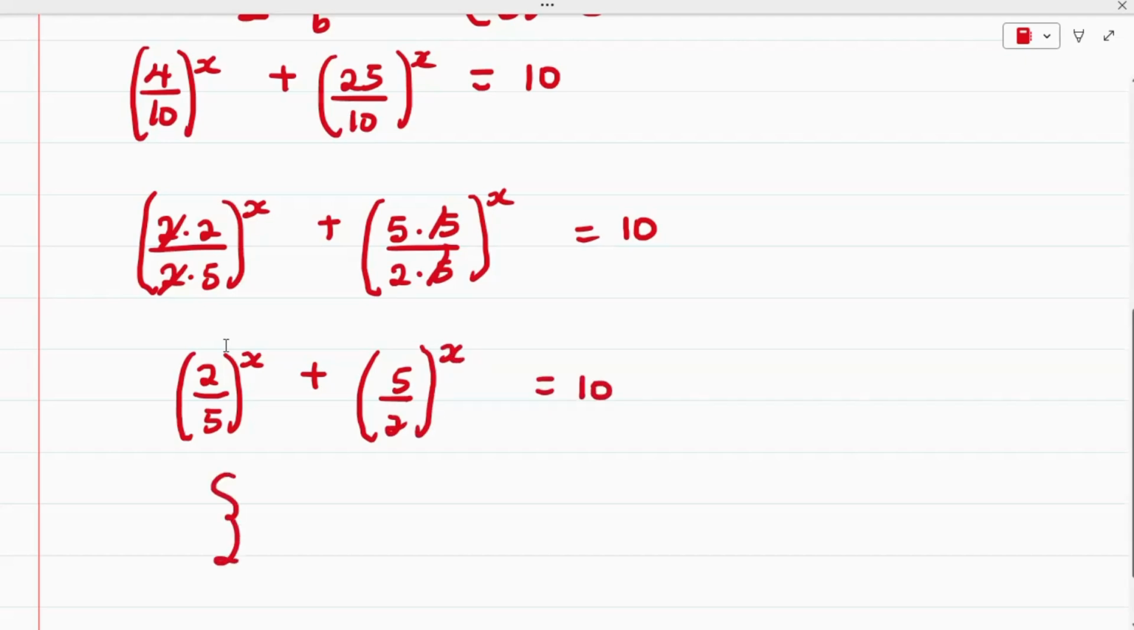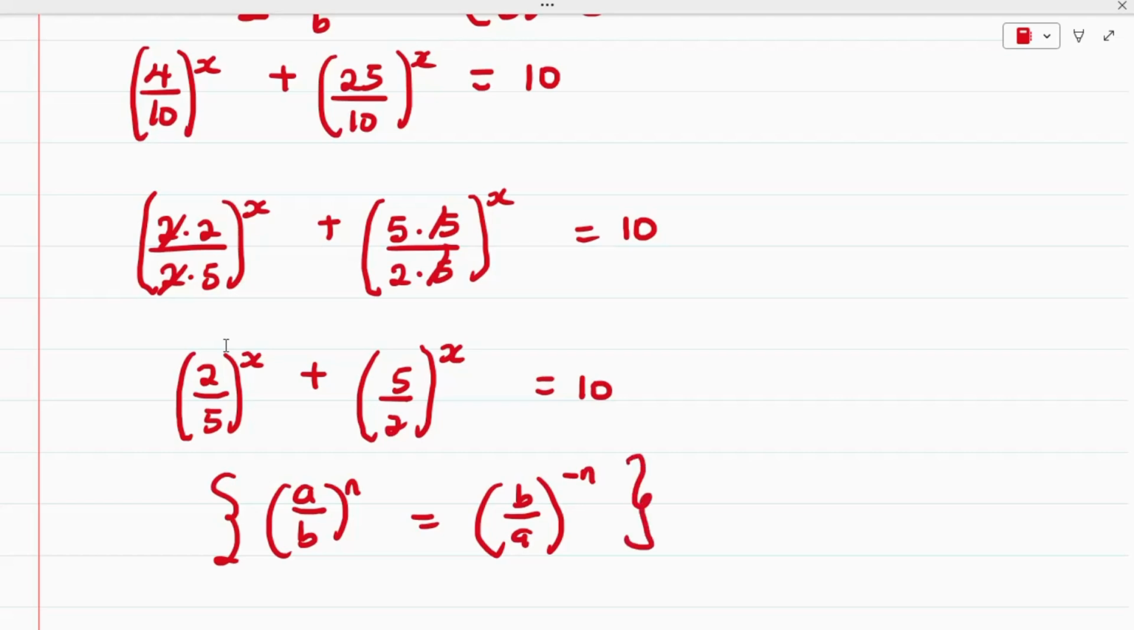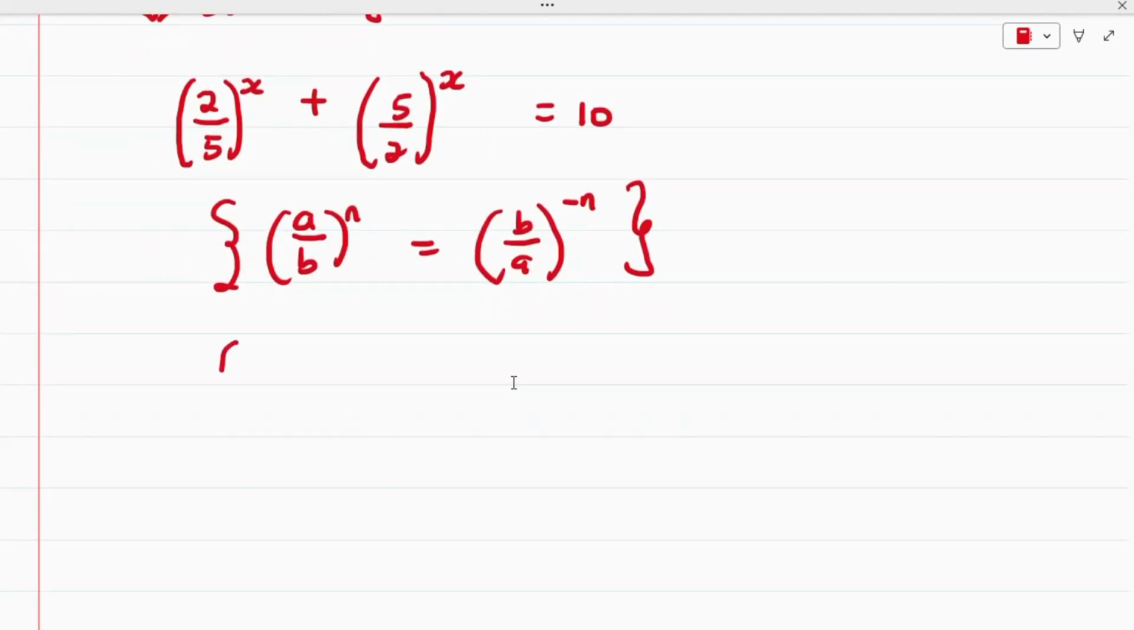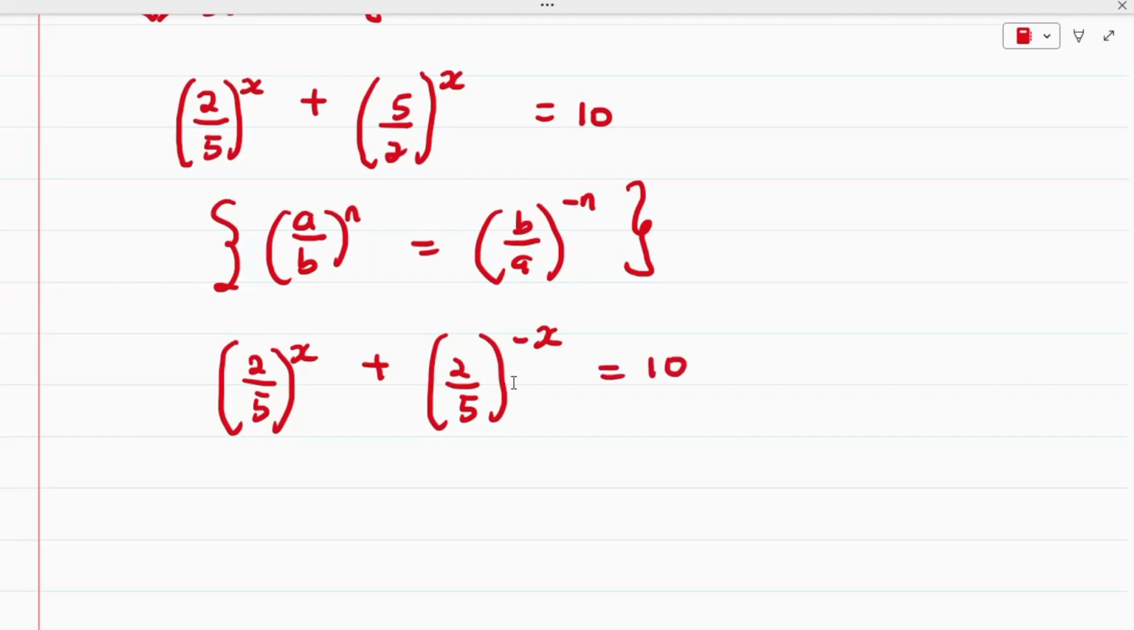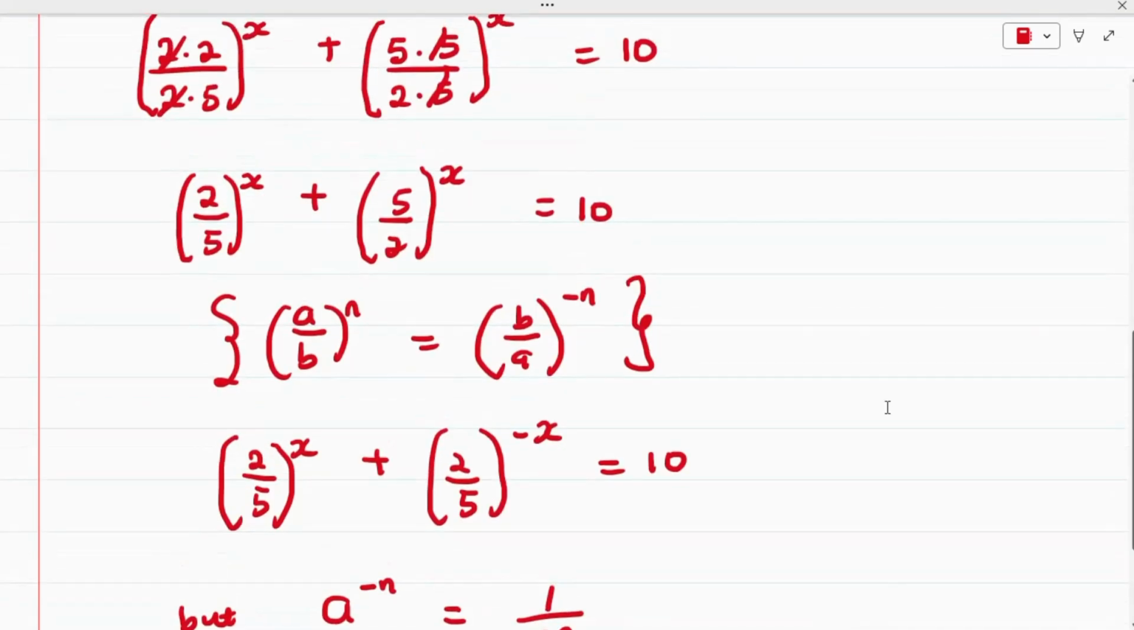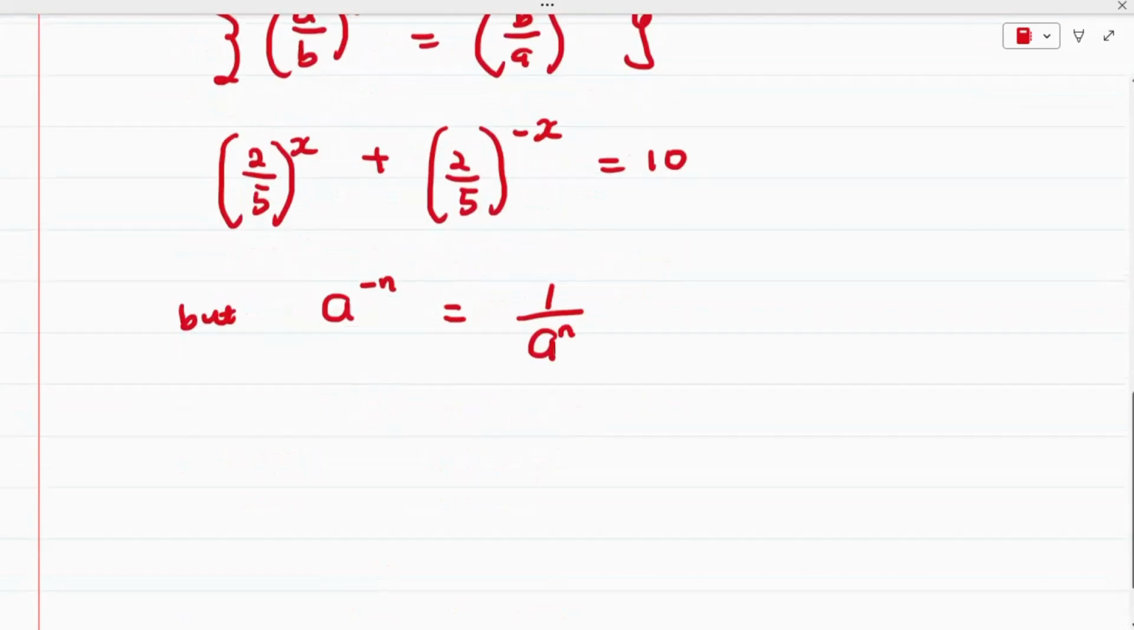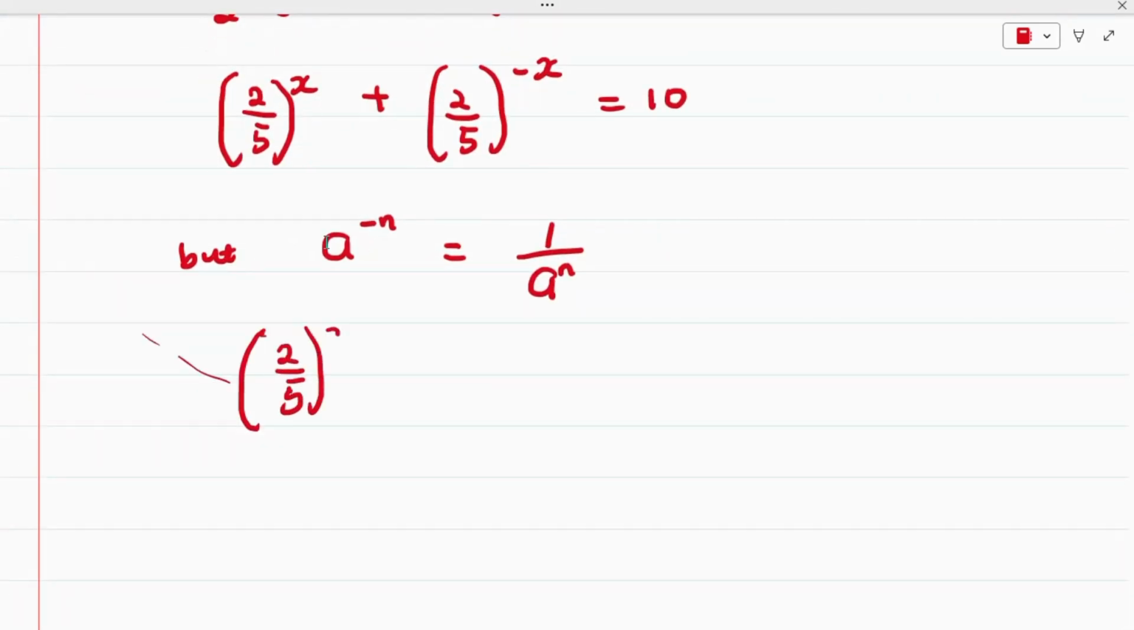10. But we know that if we have a over b raised to the power of n, this is equal to b over a raised to the power of negative n. Applying this, we have 2 over 5 raised to the power of x plus 2 over 5 raised to the power of negative x, and this is equal to 10. But if we have a raised to the power of negative n, this can be expressed as 1 divided by a raised to the power of n. So we want to apply this property right here. So we are going to have 2 over 5 raised to the power of x plus 1 divided by 2 over 5 raised to the power of x, and this is equal to what?